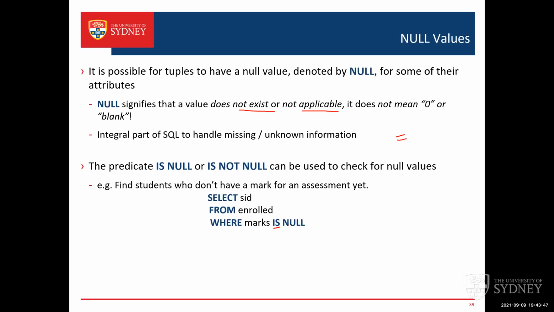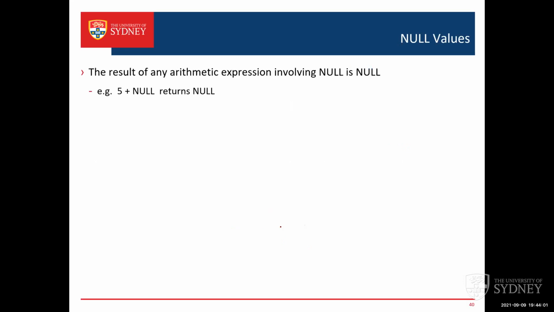If you want to check whether it is not null, you have to write is not null. Where marks is not null, give me that SID. So equal does not work with null. We have to use IS. That is the first change.